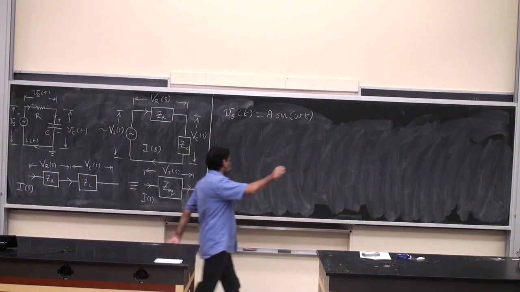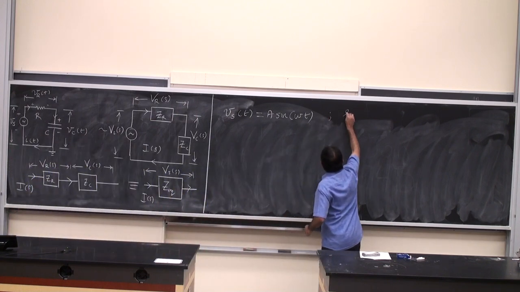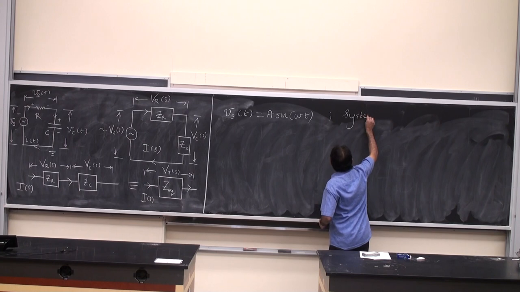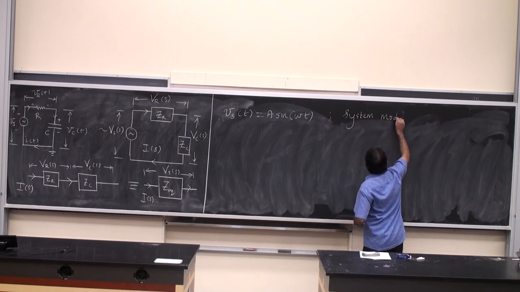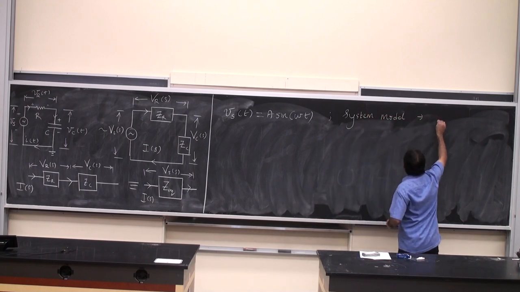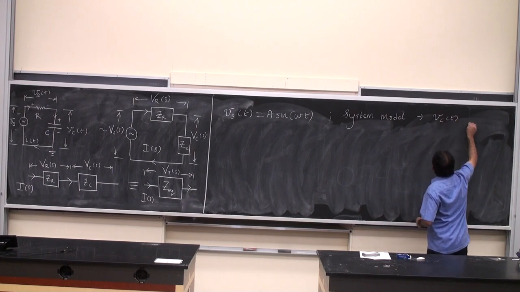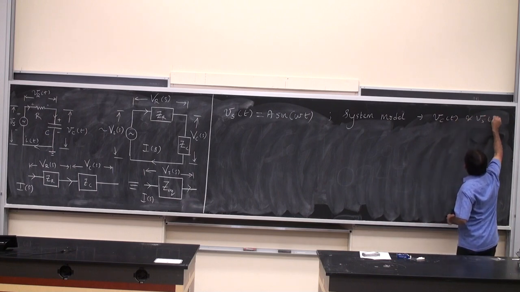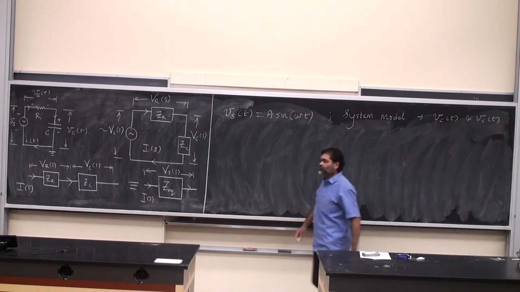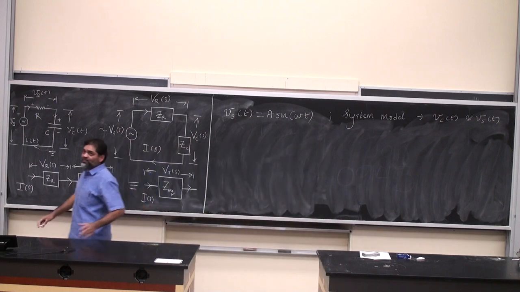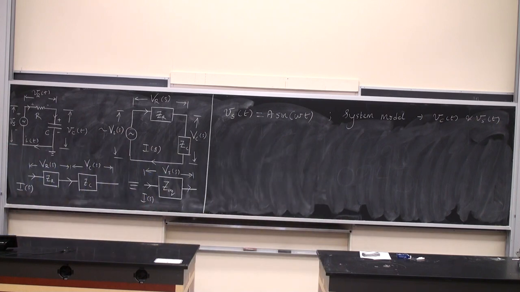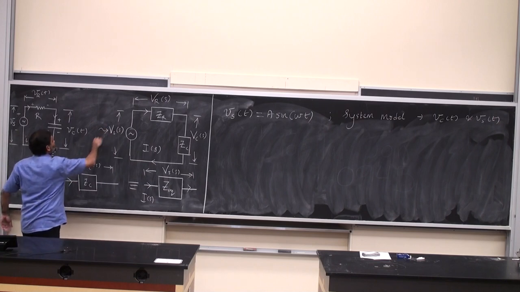Okay, so we need a system model. Relate Vs of t to Vc of t. One could also have a system model that relates Vr and Vs. I'm not interested in that. Okay. So what we do is we go into the frequency domain.